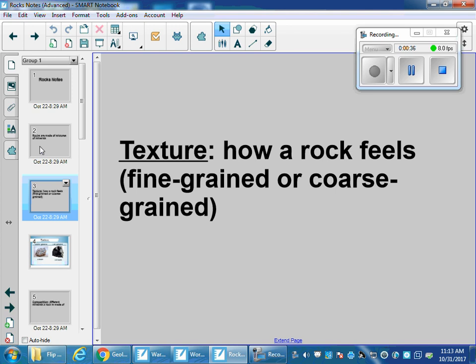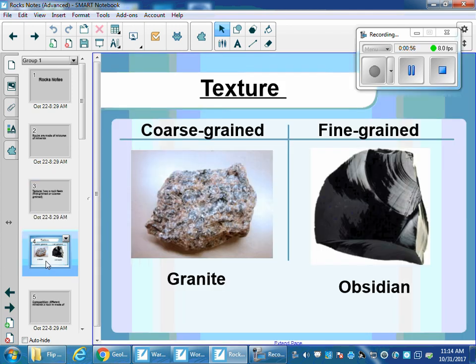The first one is the texture. And the texture is how a rock feels. Is it smooth, rough and bumpy? When we are describing texture, we will use the words fine-grained and coarse-grained to describe their texture. So these pictures here show you examples of a coarse-grained rock and a fine-grained rock. Coarse-grained rock is rough, bumpy. It does not feel smooth.